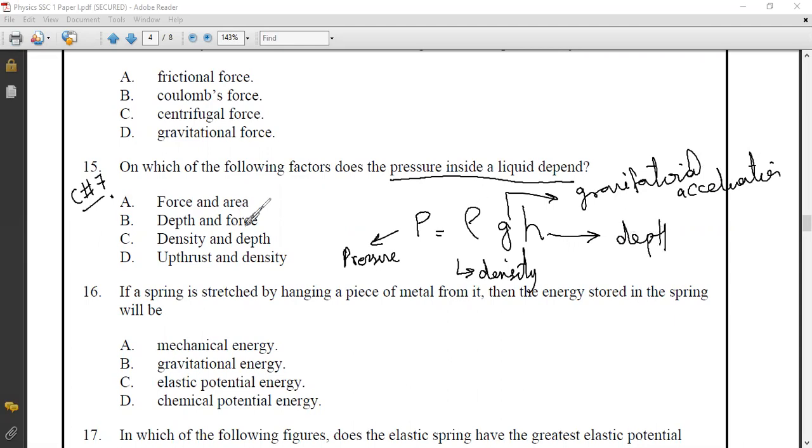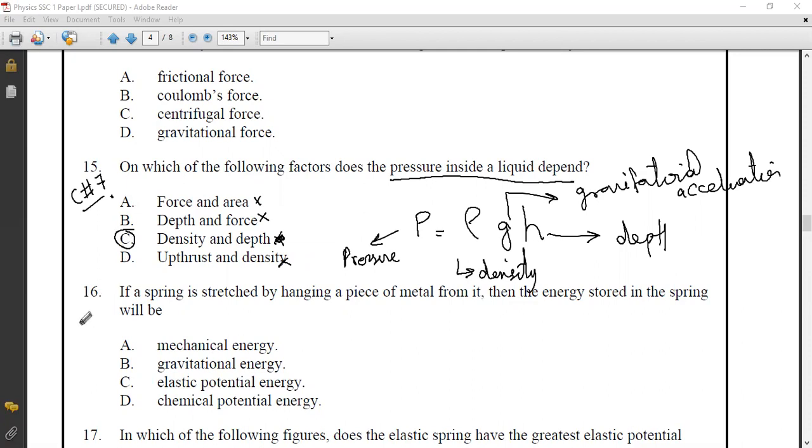So force and area is the wrong answer. Upthrust and density and depth are the wrong answer. Force and depth is the wrong answer. So the correct answer for question number 15 is density and depth. So question number 15, the correct answer is option C.